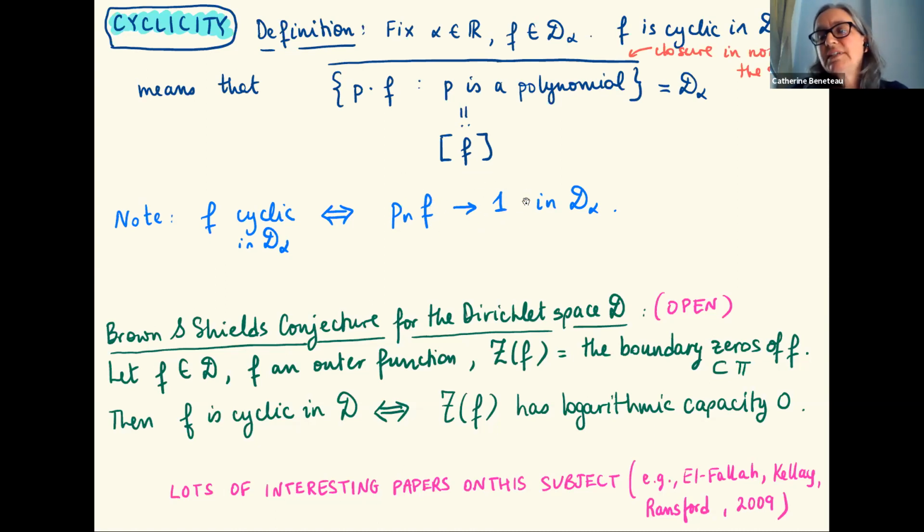And since polynomials are dense, that means I can approximate any polynomial in D alpha, and that means I can approximate everything. So actually, another way of talking about cyclicity in this context is that f is cyclic in D alpha if and only if the optimal approximants of f approximate 1 in the norm of the space.